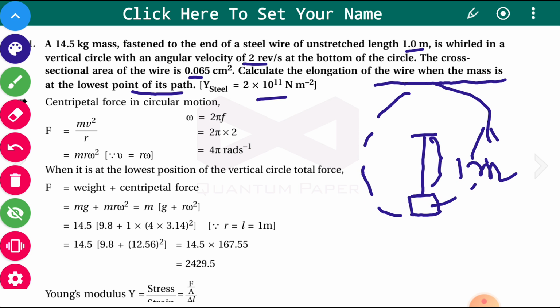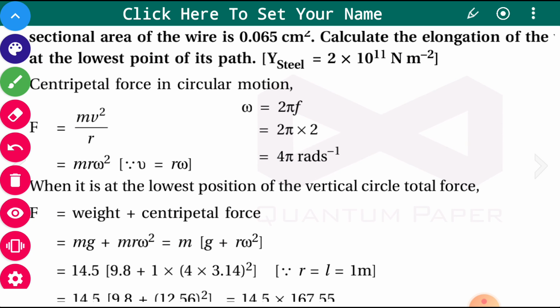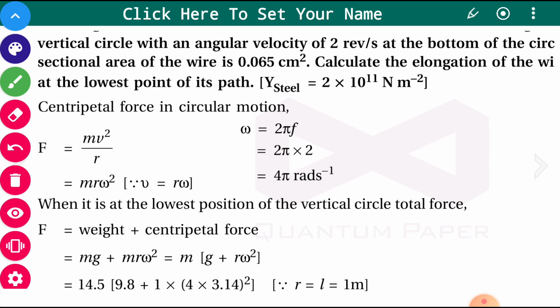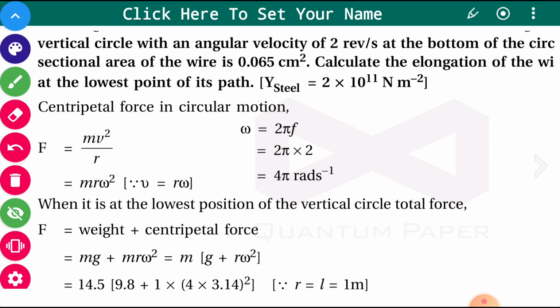Now see, here we have the value of omega. Omega is 2 pi f. So frequency is given. It is 2 revolutions per second, or number of revolutions per second is frequency, and that frequency is given as 2 revolutions per second. So it is 2 pi f, so it becomes 4 pi radian per second. Now centripetal force is mv square upon r, and as you know v is equal to r omega, so it becomes m r omega square. This we have already discussed in an earlier chapter.